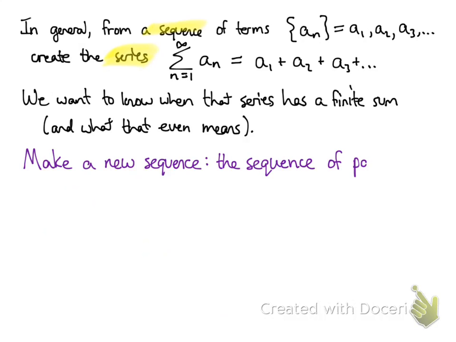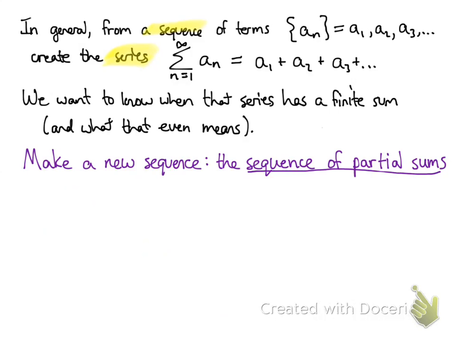The way we will deal with this is to make a new sequence called the sequence of partial sums. So we have the original sequence with the terms in it, A1 and A2 and A3. When you add those terms together, you're creating the series. And now to analyze the series, to decide whether it has a finite sum or not, we will make a new sequence, the sequence of partial sums. So what is this sequence?